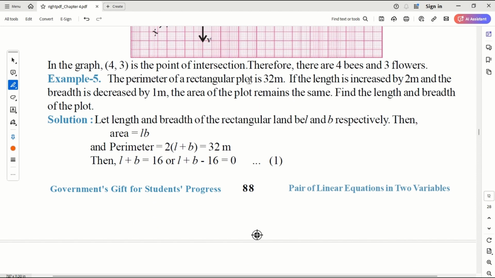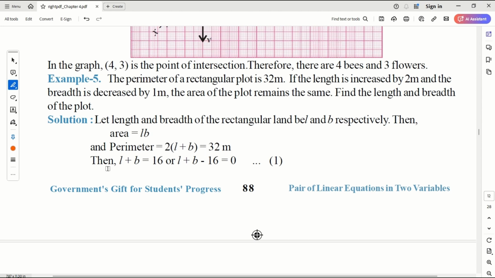The perimeter of a rectangular plot is 32 meters. If the length is increased by 2 meters and the breadth is decreased by 1 meter, the area of the plot remains the same. Find the length and breadth of the plot. So now the variables are definitely length and breadth, L and B. Area equal to LB. Perimeter is 2 into L plus B, which is equal to 32 meters. This is one of your equations basically.